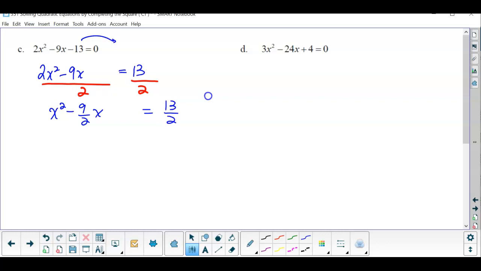When you add that number, you're going to have to multiply it by 2 to know what it's going to be on the other side. So you just have to be aware of that. Okay, so then we're going to take half of negative 9 over 2 and square that. So that's negative 9 over 4 squared. That's going to be plus 81 over 16.